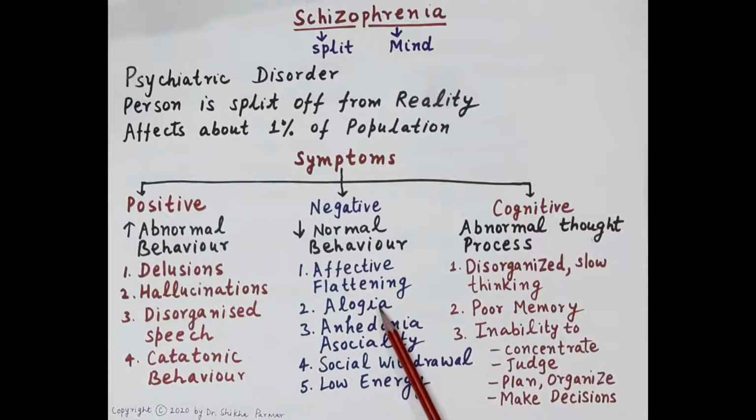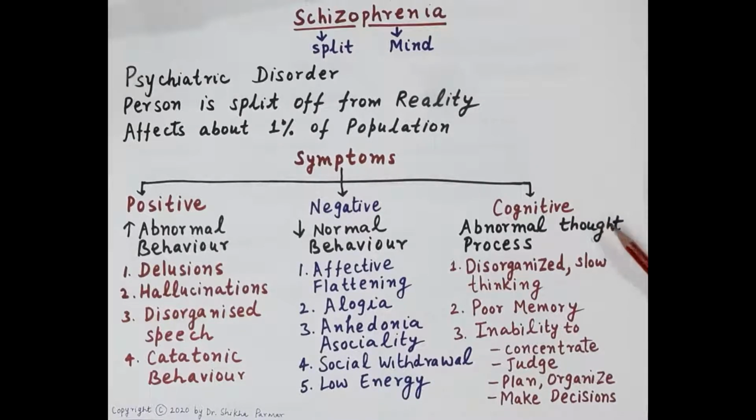Then alogia. This is a difficulty or inability to speak. Then anhedonia asociality. Anhedonia asociality refers to the inability to experience pleasure from the activities that are actually enjoyable. So, the affected individual is not able to experience that pleasure. Social withdrawal. The person doesn't want to enjoy the social gathering, or the person remains isolated. And low energy. There is always lack of energy.